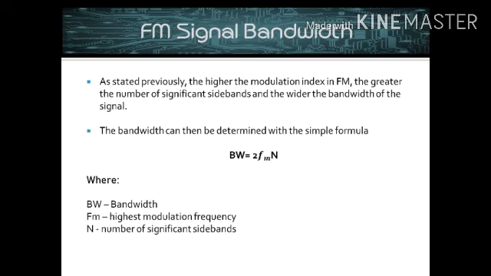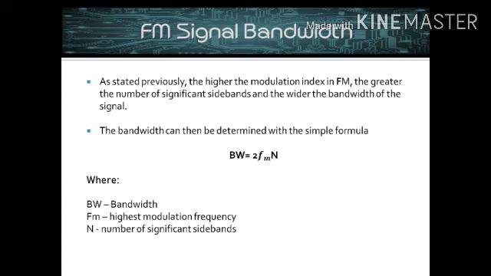Now for the FM signal bandwidth. As stated previously, the higher the modulation index in FM, the greater the number of significant sidebands and the wider the bandwidth of the signal. When spectrum conservation is necessary, the bandwidth of an FM signal can be deliberately restricted by putting an upper limit on the modulation index. The bandwidth can then be determined with a simple formula.